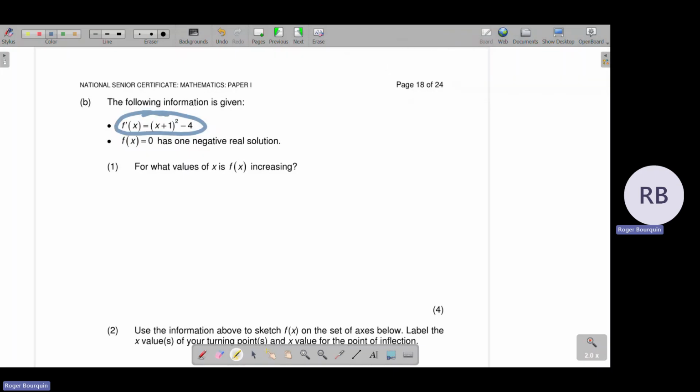Okay. Right. So for this one, guys, come give me 5 minutes. You're given the derivative equation, right? So what is this derivative equation? Well, f dash of x, if we simplify it, f dash of x, the derivative equation, is x squared plus 2x minus 3. Okay? So, you're happy with that if I times it out? x squared plus 2x plus 1 minus 4 is x squared plus 2x minus 3, right?